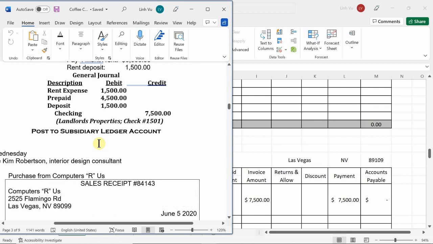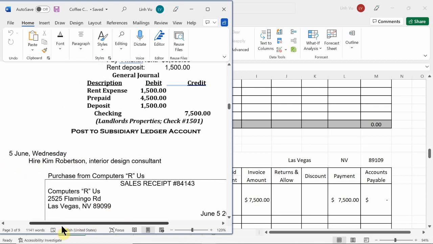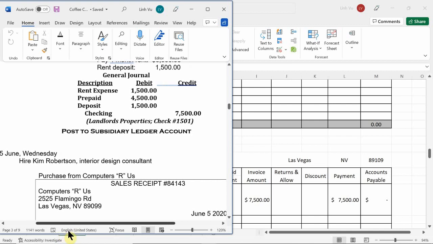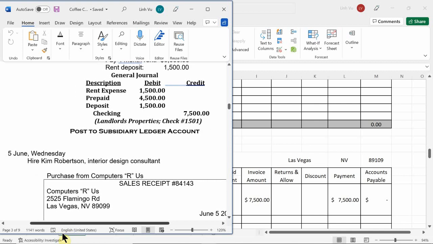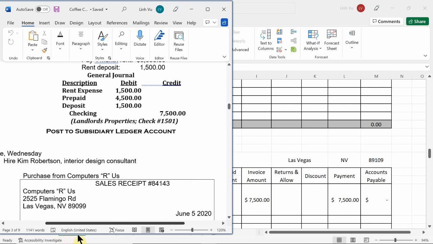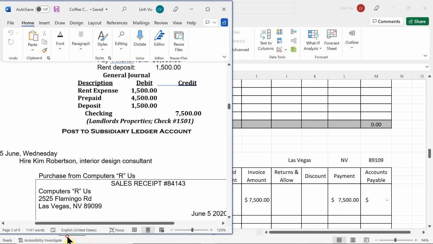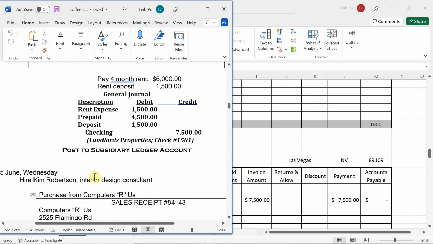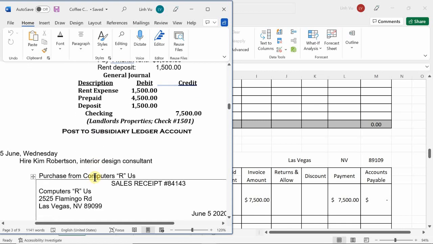Now, it says here that we paid Kim Robinson, so it's the next day. Okay, we're on the same day, Wednesday, June 5th, Wednesday. We hired Kim Robinson to do some interior designing consultation. Okay, so in this case, we hired somebody to do a job. Now, for this instance, can I record this transaction?